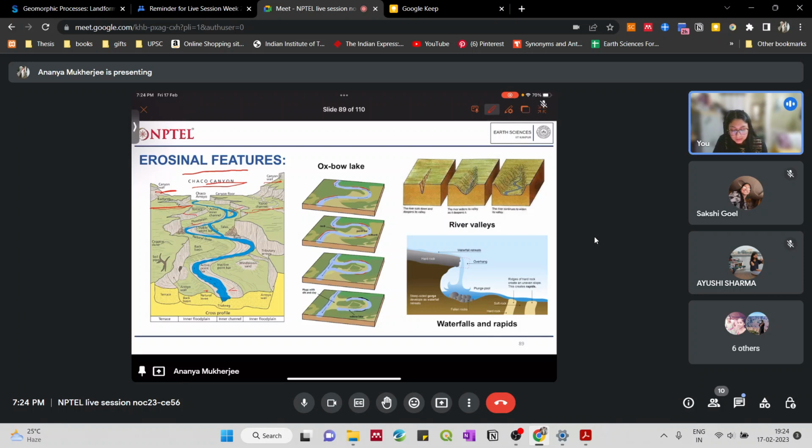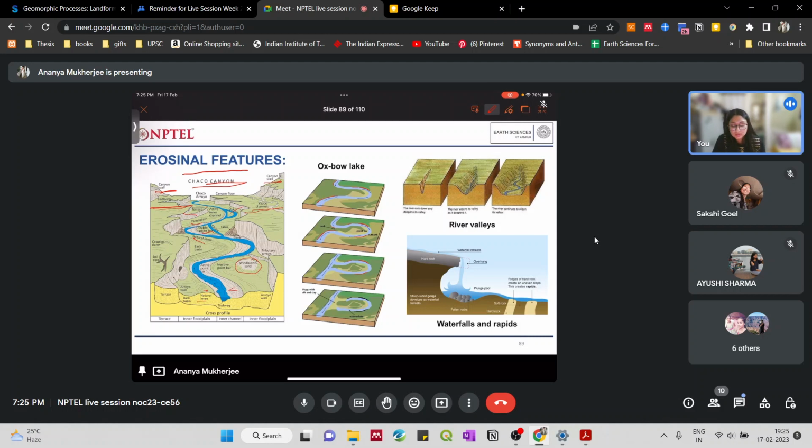You have the inner active channel, then you have a point bar, you have natural levees over here. Then obviously you could have the action of wind also in the same river valley or canyon area. So this is an example of how a canyon floor would look.